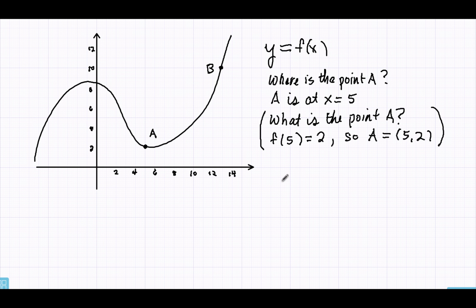So where is B? Can you find at least an approximate x there? B seems to be at least near x equals 13. So the final moral here is just that if you're referring to where things are happening on the graph of a function, you should only refer to the x's in order to communicate that information.